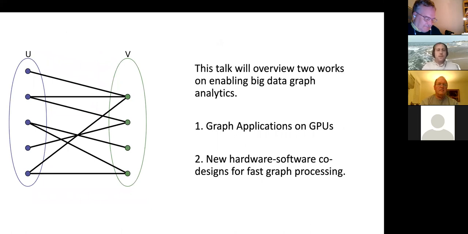So that's what I want to talk about. That's sort of the big high-level motivation of my work. I'm going to dive into some of the more technical nitty-gritties now, but I just want to talk about two of my research projects as I've tried to enable graph applications on big data so that it can hopefully eventually replace the dense DNN computations that we do. The first thing I'm going to talk a little bit about is doing graph applications on GPUs. And then I'm going to talk about some new hardware software co-designs for fast graph processing. So does anybody have any questions or comments at this point?